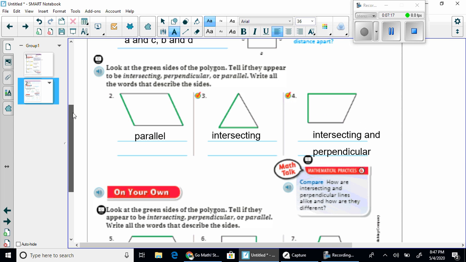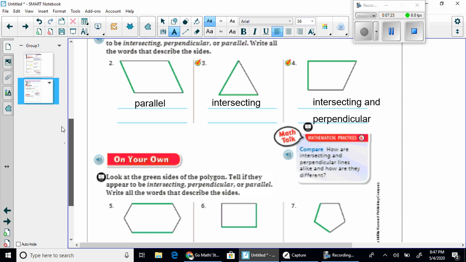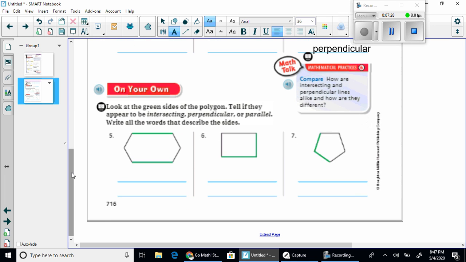All right, same thing with 5, 6, and 7. I'd like you to take a little time and pause this video and see if you can do numbers 5, 6, and 7 together. Remember, oftentimes if they are perpendicular, they are intersecting as well. So just a little heads up as you go through. So go ahead and pause the video and see if you can come up with 5, 6, and 7, and then we'll check together.